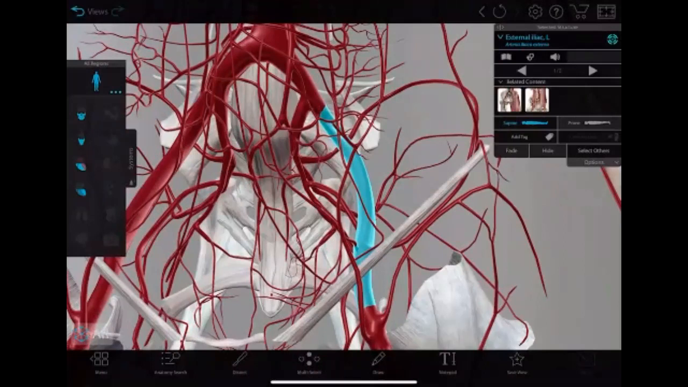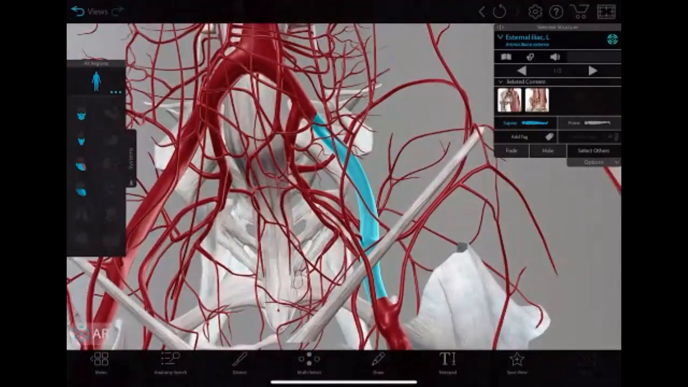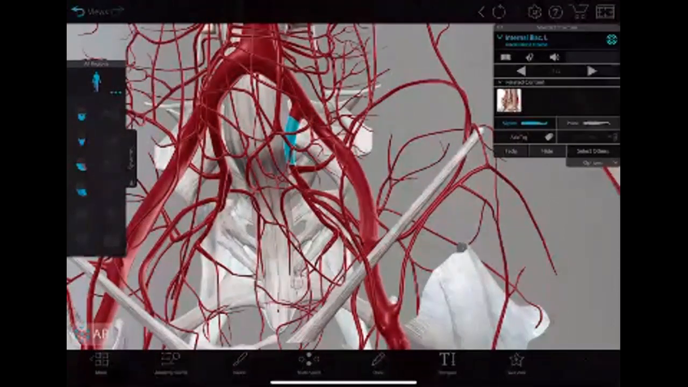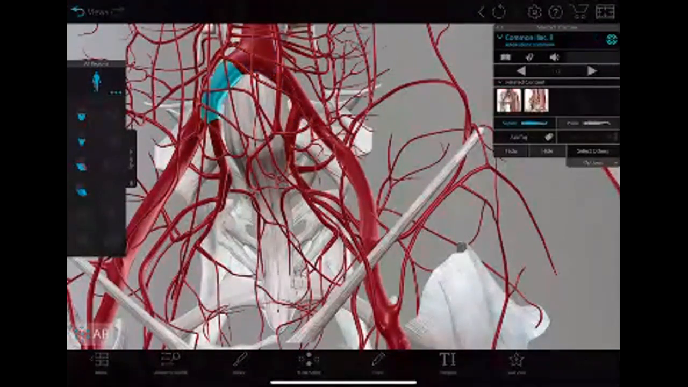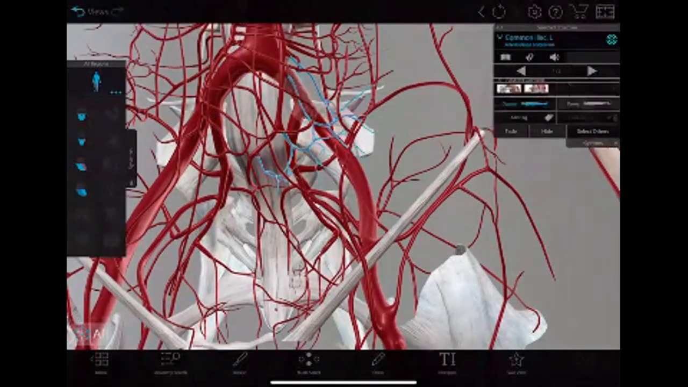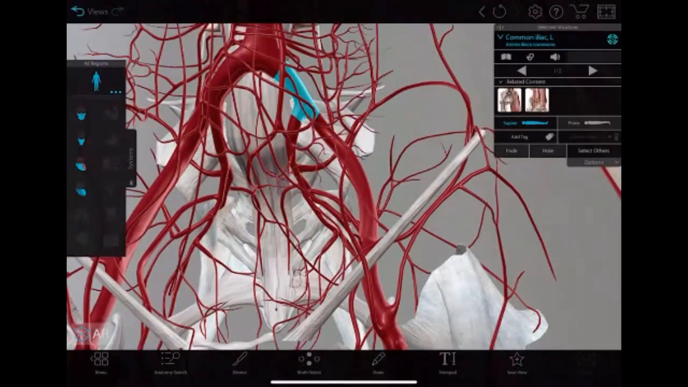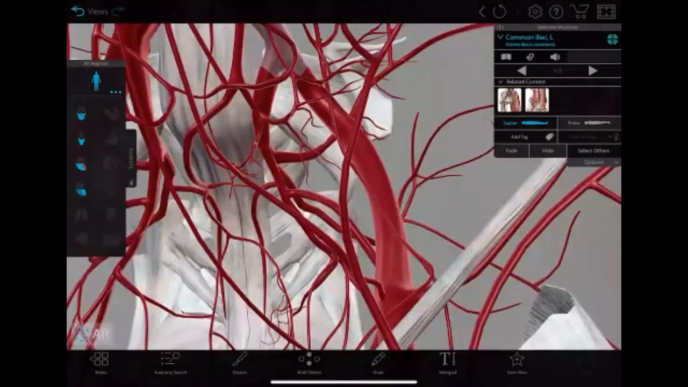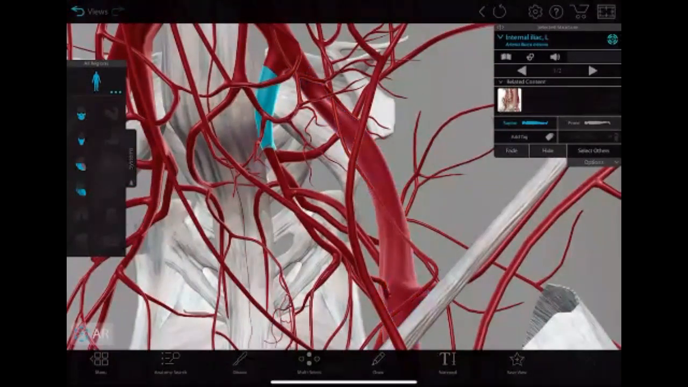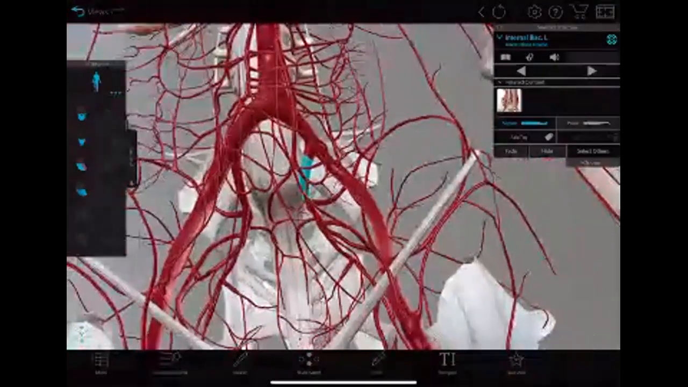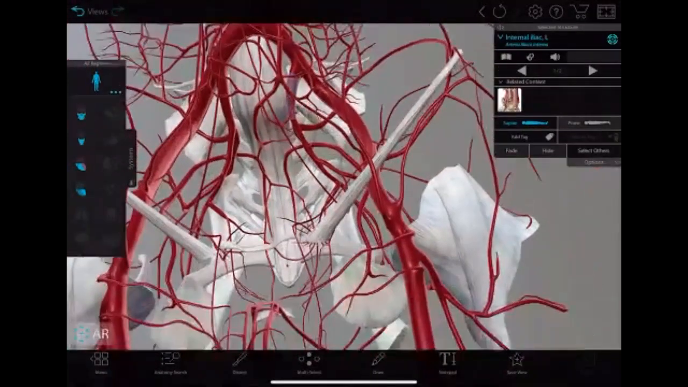This is the external iliac artery, and this here is the internal iliac artery. This is the common iliac artery, and this is the descending aorta, which divides into right and left common iliac arteries, the large bore arteries. Then again it divides into right and left external and internal iliac arteries.